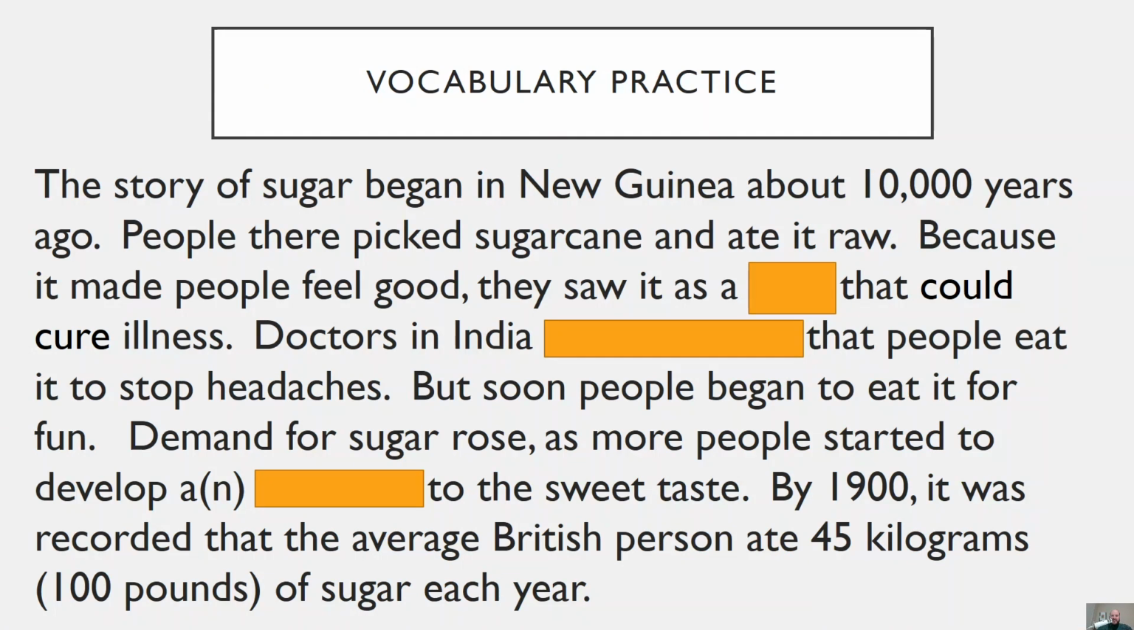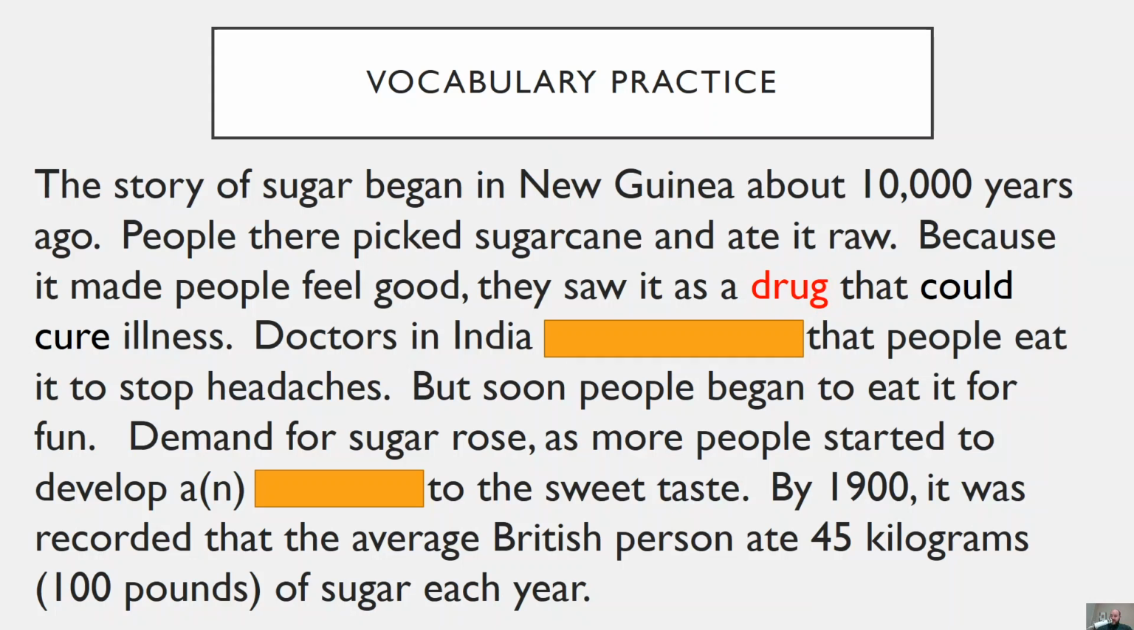Okay, I'll read this to you, and you can notice the spaces and fill them. The story of sugar began in New Guinea about 10,000 years ago. People there picked sugar cane and ate it raw. Because it made people feel good, they saw it as a drug that could cure illness.